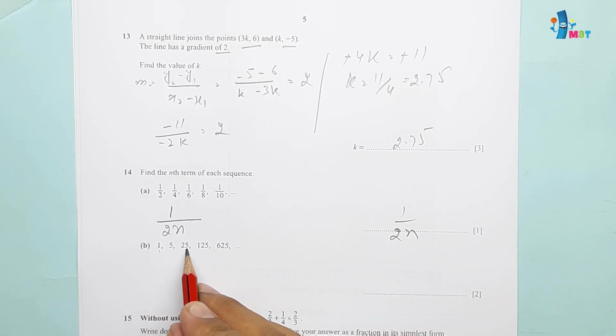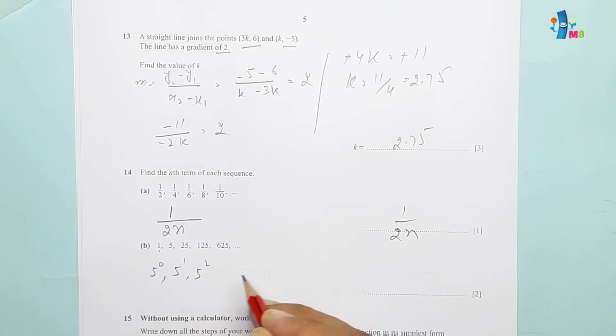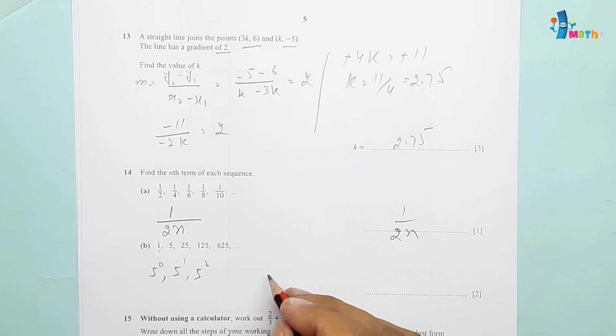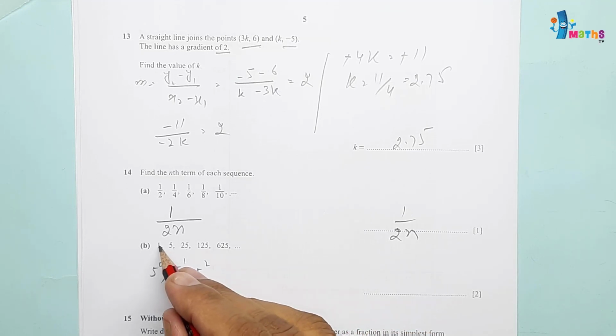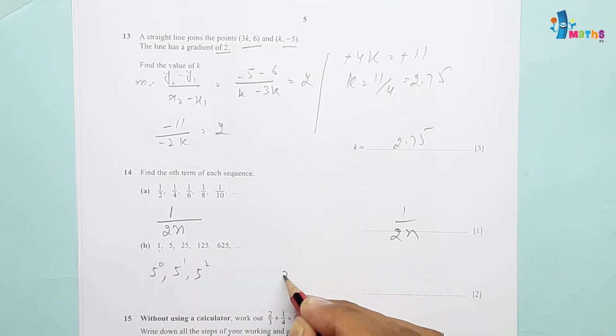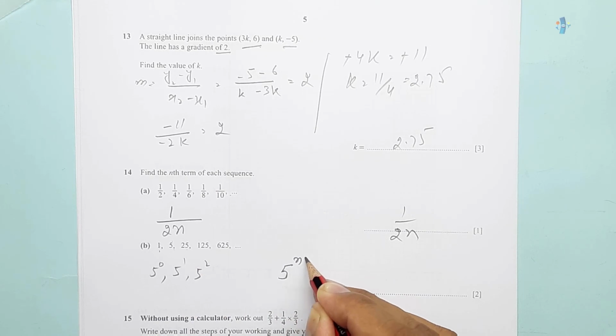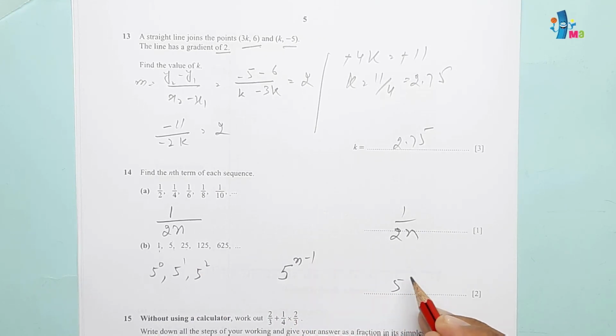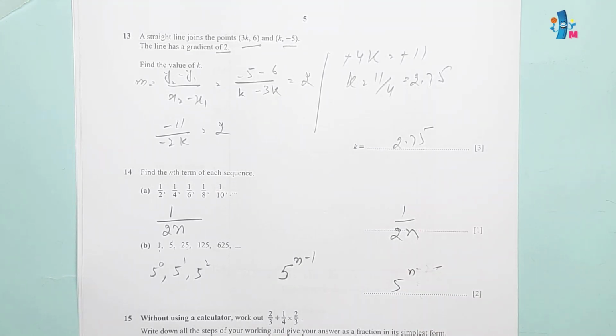Then 1, 5, 25. This will be basically, you can write 5 raised to power 0, 5 raised to power 1, 5 raised to power 2, like that one. So 5 raised to the power n minus 1, because if it is 1, this is 0. If it is 2, it is 1. So we can write 5 raised to the power n minus 1. This will be our answer.